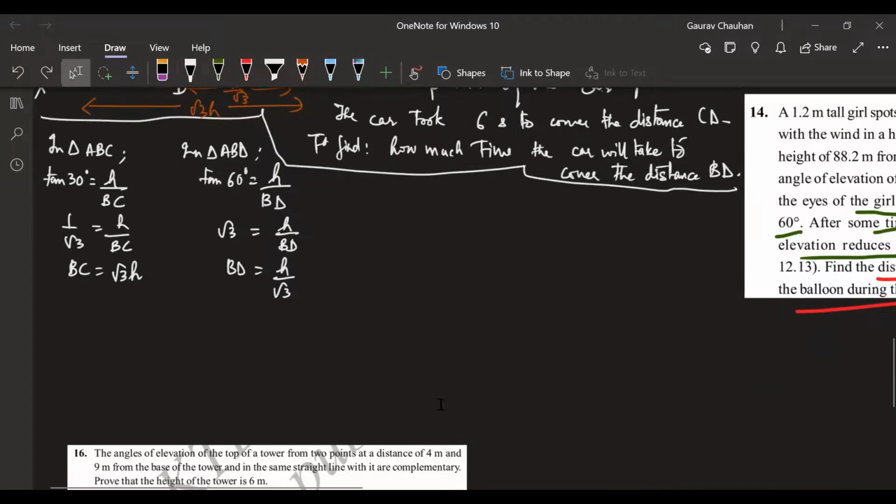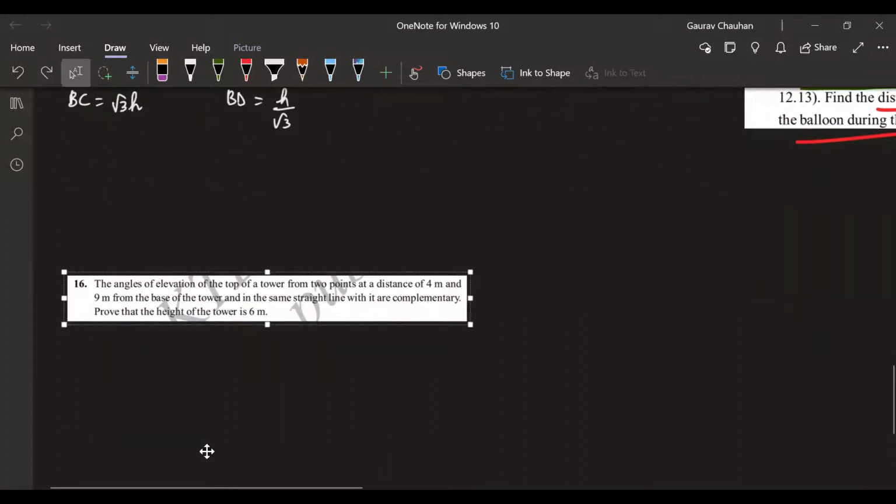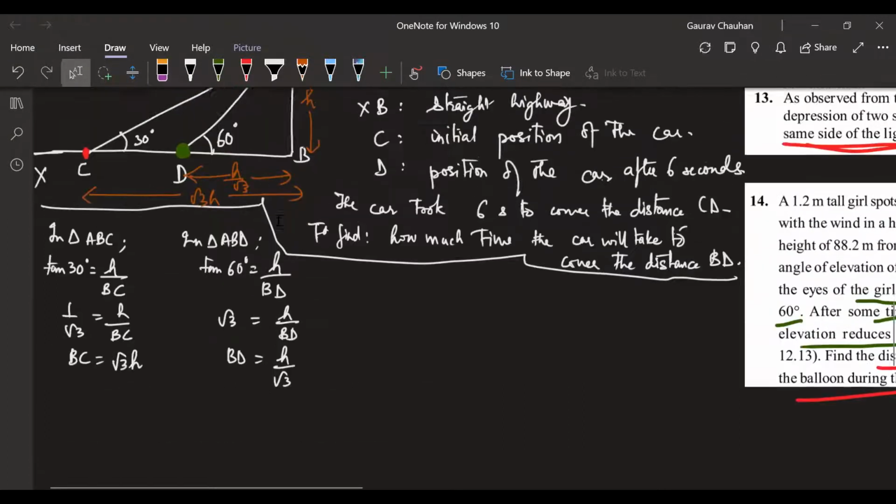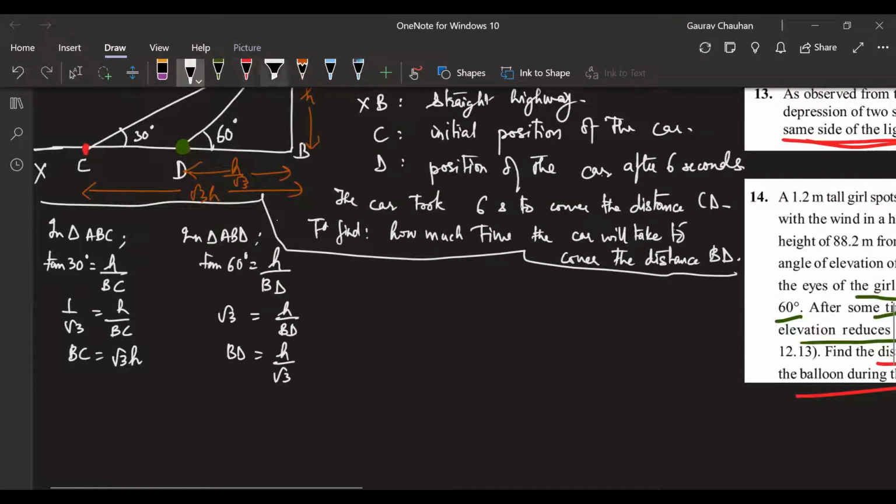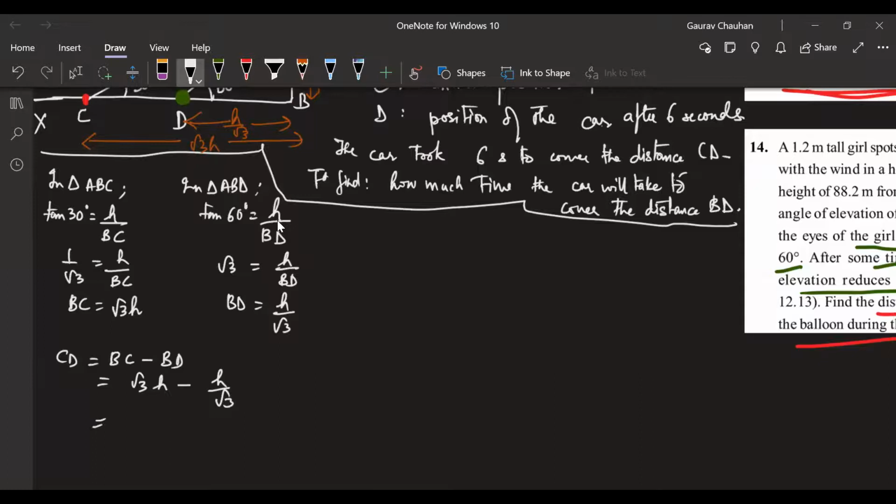Okay. So what I'm going to do, wait, let me move this a little down. What I'm going to do is to find CD. Why am I finding CD? It's important. Why am I finding CD in terms of H? So CD is equal to BC minus BD. That's equal to root 3H minus H by root 3. I don't want to find decimals and all. I'll just simplify this. So H is here, bracket root 3 minus 1 by root 3.